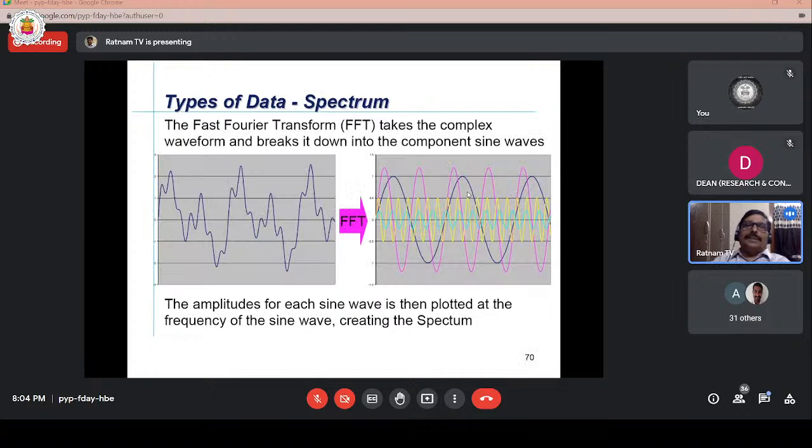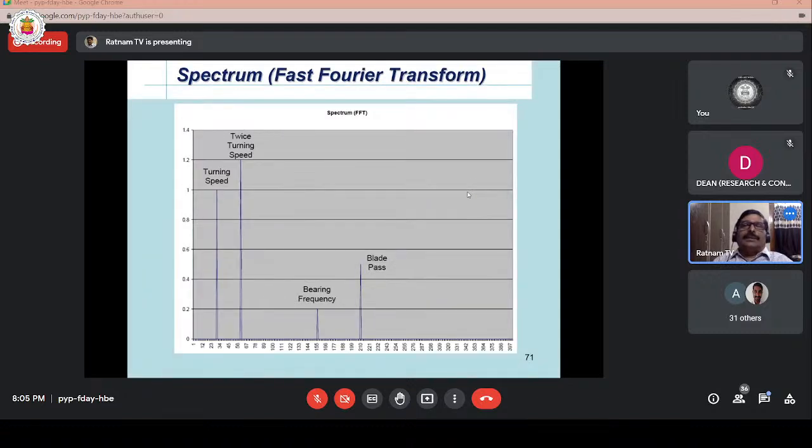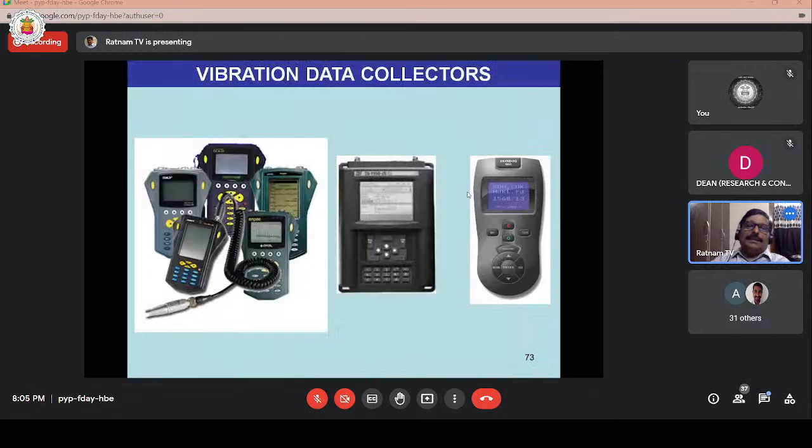So a typical FFT looks like this: a complex waveform, which FFT breaks into simple sine waves, and when it is converted into a frequency spectrum, all the components, turning speed, twice the turning speed, bearing frequencies, blade pass frequency, all these components will appear in the spectrum.